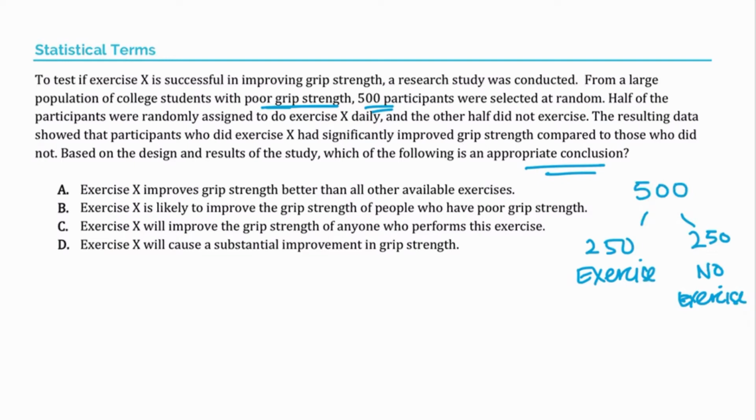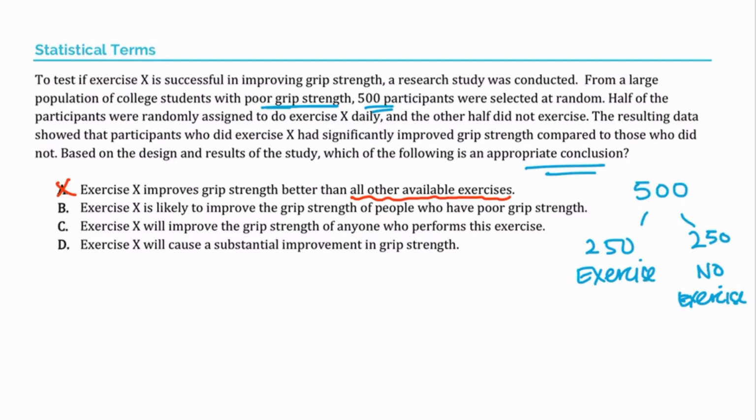What about option A? Exercise X improves grip strength better than all available exercises. Here's our problem. We didn't compare exercise X to all other exercises. We only compared it to doing nothing, to doing no exercise. That means that you can't conclude anything about how exercise X compares to all others because you didn't actually do that comparison.